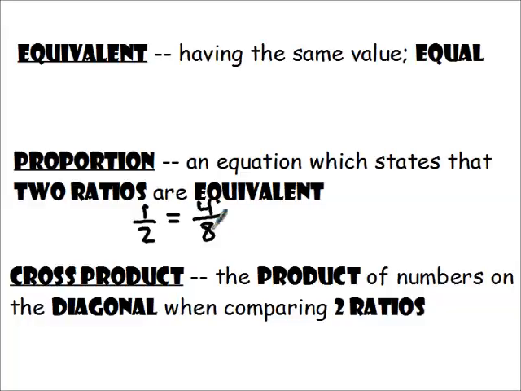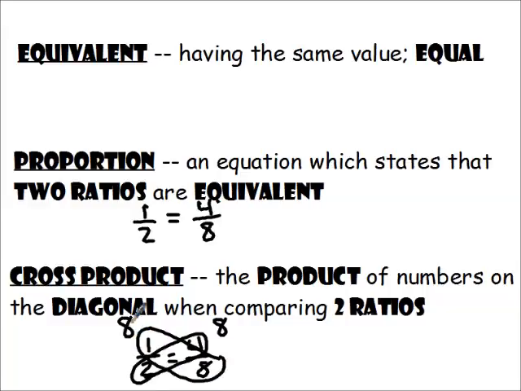And finally, a cross product. A cross product is the product of two numbers on the diagonal when comparing two ratios. So if we use the example above, 1/2 equals 4 over 8, you'll notice that when you multiply 2 times 4, you get 8, and when you multiply 1 times 8, you get 8. And so we often use cross products to solve proportions if we don't know one of the numbers.